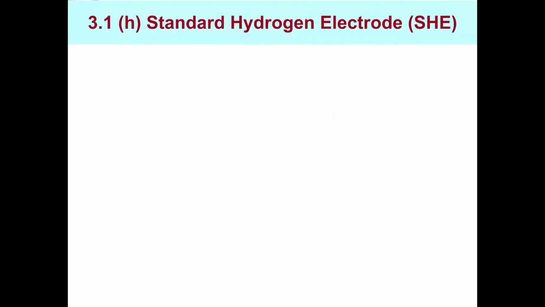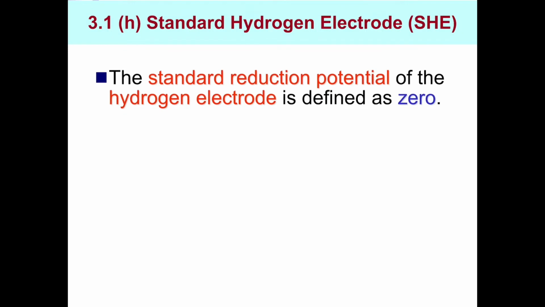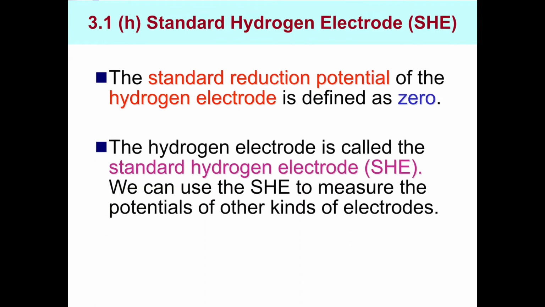Let's proceed to see what the standard hydrogen electrode, SHE, is. The standard reduction potential of the hydrogen electrode is defined as 0. The hydrogen electrode is called the standard hydrogen electrode, SHE. We can use the SHE to measure the potentials of other kinds of electrodes.